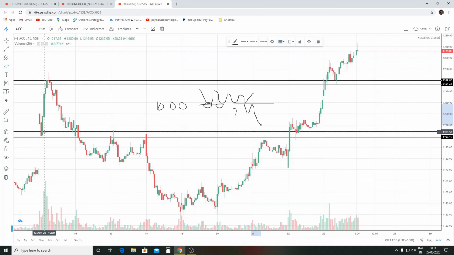It acted as a support, it went up, it came back, broke this level, tested this level, came down again, tested this level as resistance and came down again, and then finally broke it. This was a perfect example where it acted as a resistance, next time it broke it, then tested that level and is now moving at higher levels. So this is all about drawing support and resistance zones.